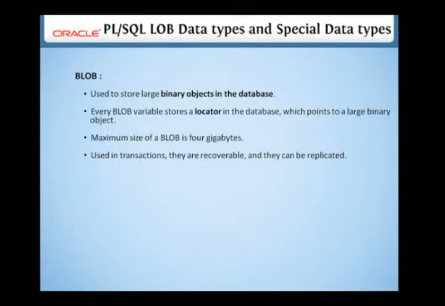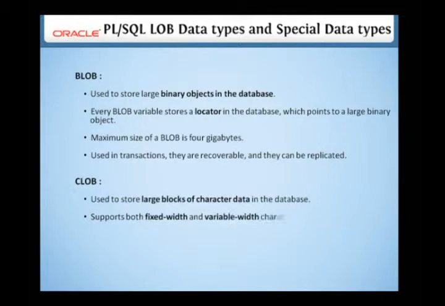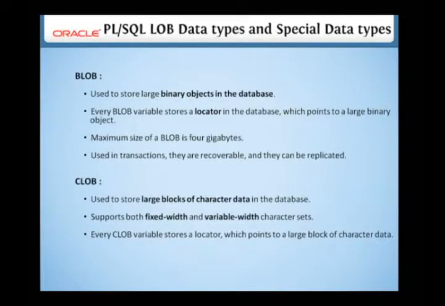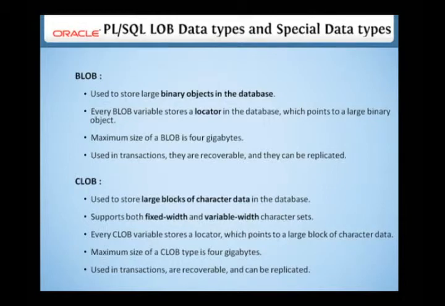Now let's discuss the type CLOB. CLOB data type is used to store large blocks of character data in the database. It supports both fixed width and variable width character sets. Every CLOB variable stores a locator which points to a large block of character data. The maximum size of a CLOB type is 4 gigabytes. CLOBs can be used in transactions. They are recoverable, and they can be replicated.